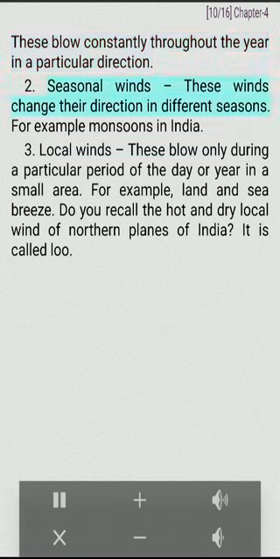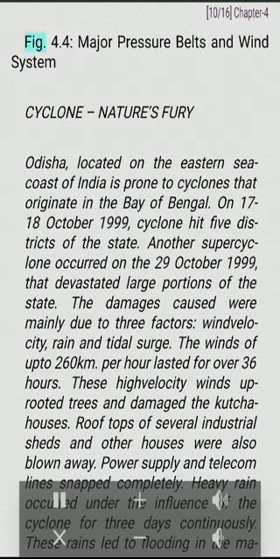2. Seasonal winds. These winds change their direction in different seasons. For example, monsoons in India. 3. Local winds. These blow only during a particular period of the day or year in a small area. For example, land and sea breeze. Do you recall the hot and dry local wind of northern plains of India? It is called Lu. Fig. 4. Major pressure belts and wind system.